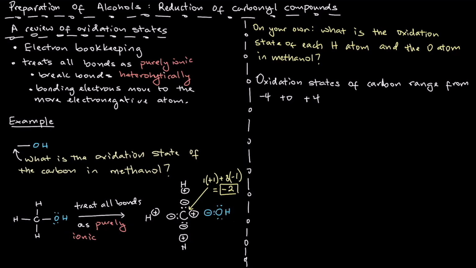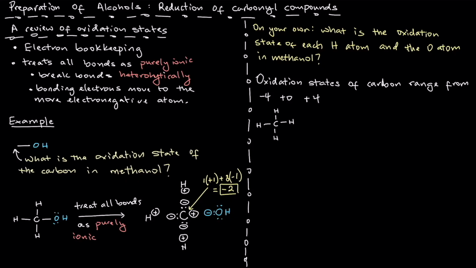However, because carbon is very versatile, the oxidation states of carbon atoms in a variety of organic molecules can actually range dramatically from -4 all the way to +4. So let me show you some examples of molecules with carbon atoms that have oxidation states across the spectrum.